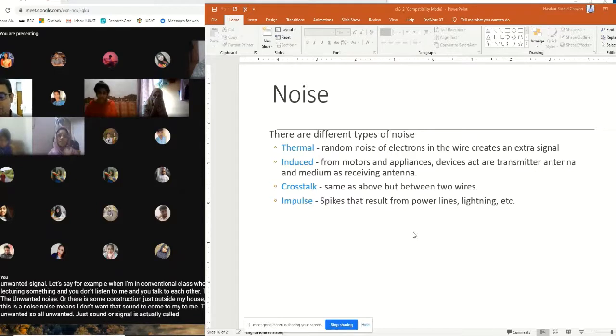There are four types of noise we can see: thermal, induced, crosstalk, and impulse. Thermal, induced, crosstalk, and impulse. So what is the thermal one?